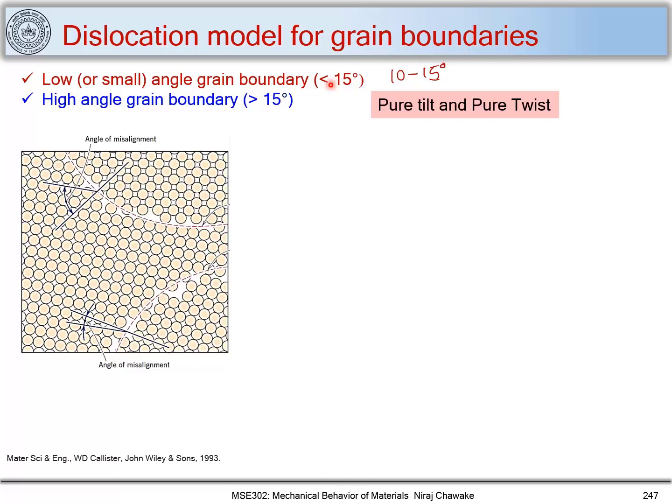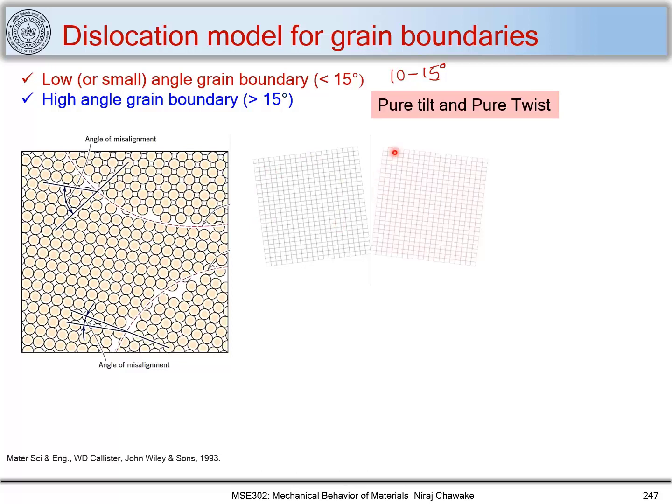So there are two boundaries which are defined when we try to understand these grain boundaries in terms of dislocations. Those are pure tilt and pure twist. So let me explain to you what pure tilt and pure twist are. So let's say you have this grain which has one orientation, and let's say you have another grain which, with respect to this grain, is tilted.